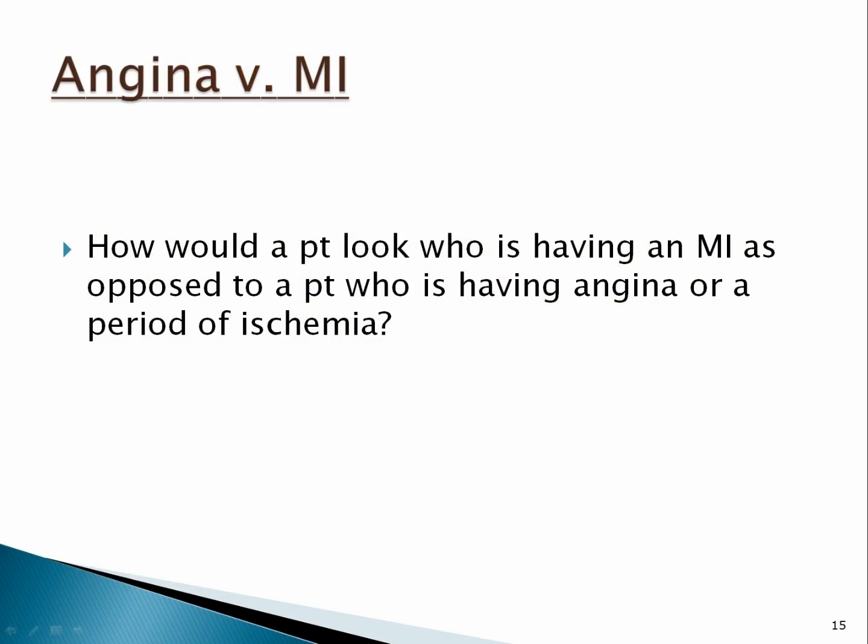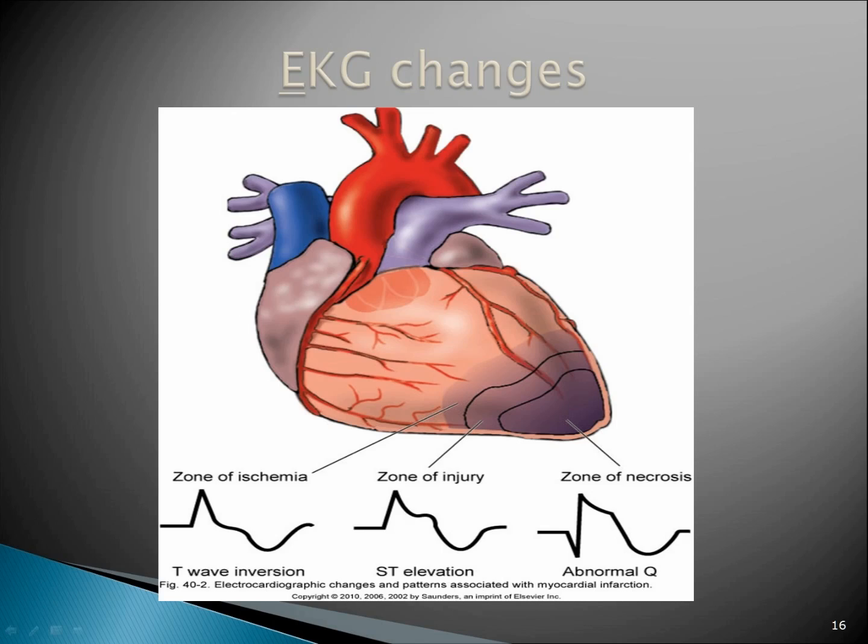Let's talk about angina versus myocardial infarction, or an MI. How would a patient look who is having an MI as opposed to a patient who is having angina or a period of ischemia? The patient with ischemia, or temporary oxygen deprivation, will get relief from resting, oxygen, morphine, or nitroglycerin. The patient who is having an infarction, or cell death, will have continuous pain as cells are dying. Morphine will lessen the pain but won't get rid of it altogether, if the patient is indeed having a heart attack.